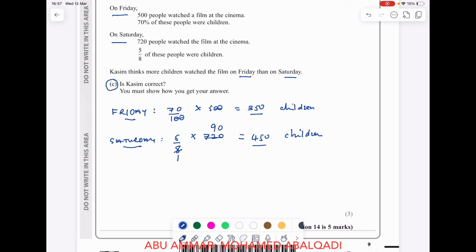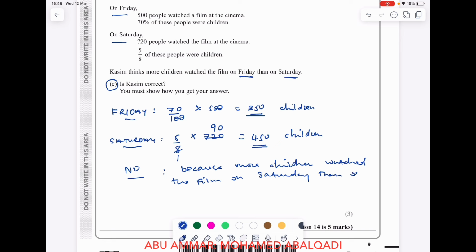So Kasim thinks more children watched the film on Friday than on Saturday. We can see 350 children watched the film on Friday and 450 children watched the film on Saturday. So is Kasim correct? The answer is no. Why? Because more children watched the film on Saturday than on Sunday.